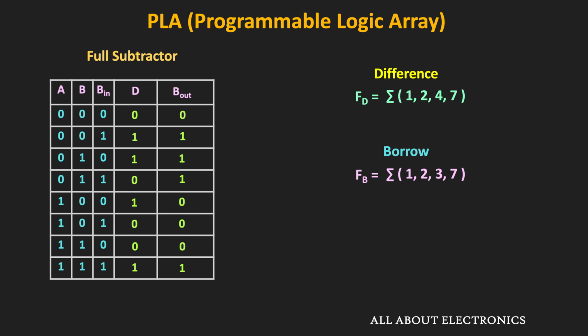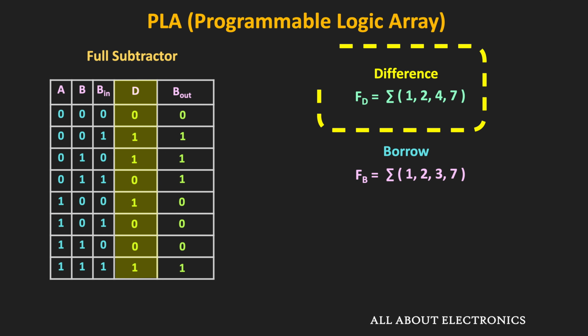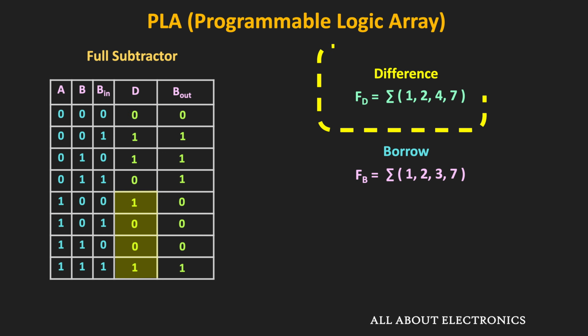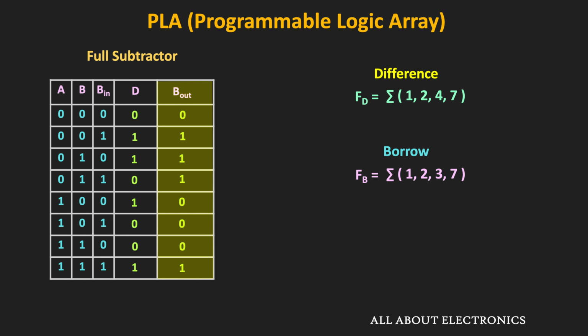So this is the truth table of the full subtractor, and as you can see, the difference output is 1 for the 4 minterms, that is minterm 1, 2, 4 and 7, and likewise the borrow output is also 1 for the 4 minterms, that is 1, 2, 3 and 7.